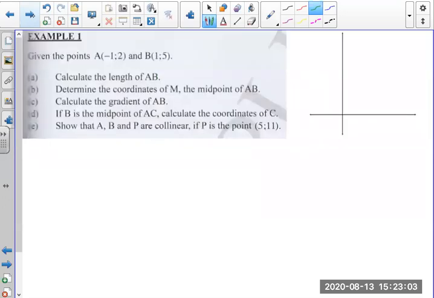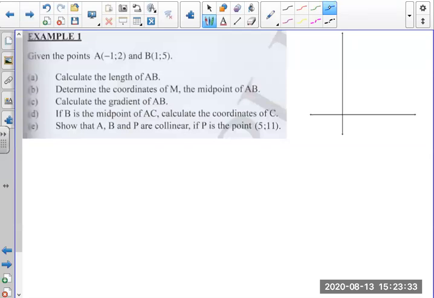Now let's start with a few sums. Given the points A(-1, 2) and B(1, 5). Now, because you're doing analytical geometry, if you don't know what's going on, or if you just want it to make more sense to you, plot it on a set of axes. It really makes life so much easier.